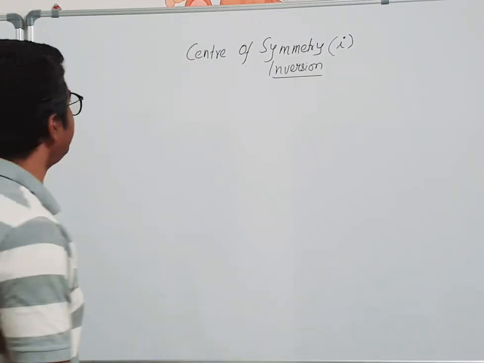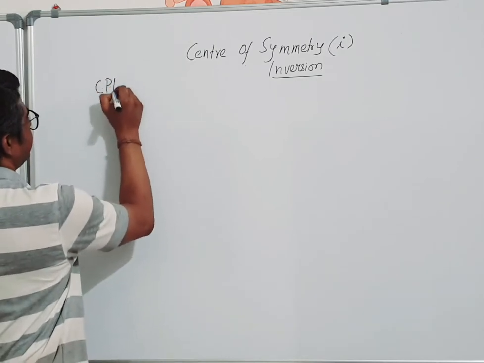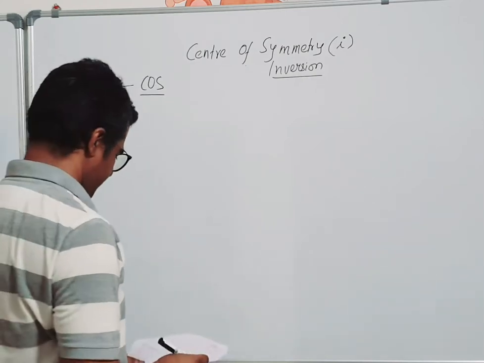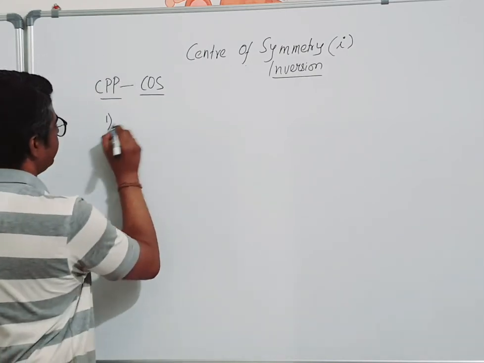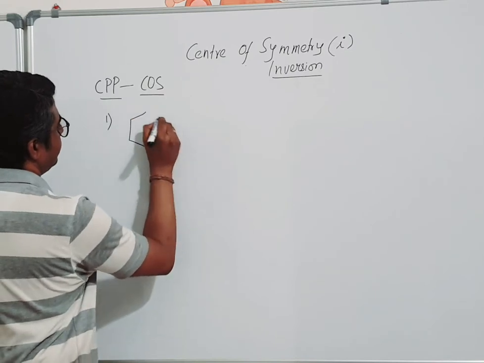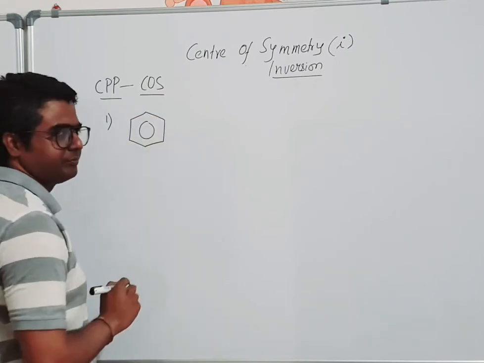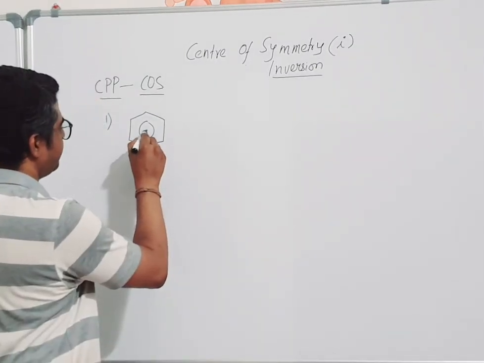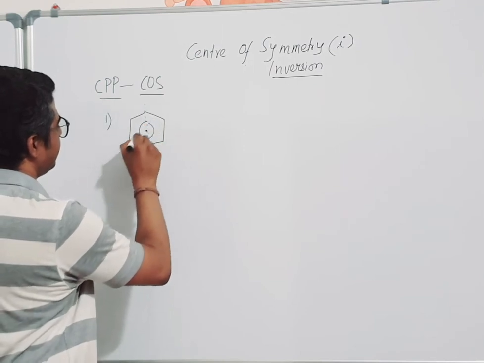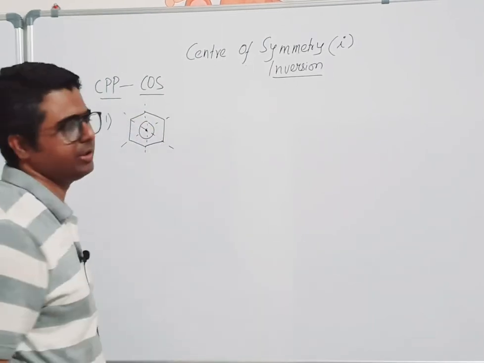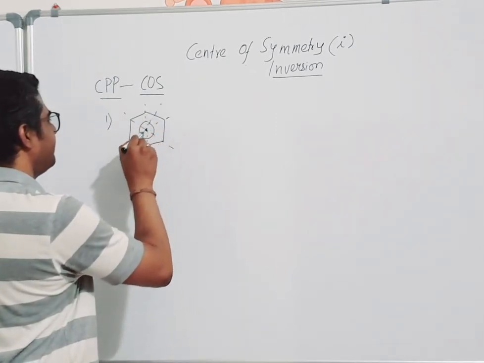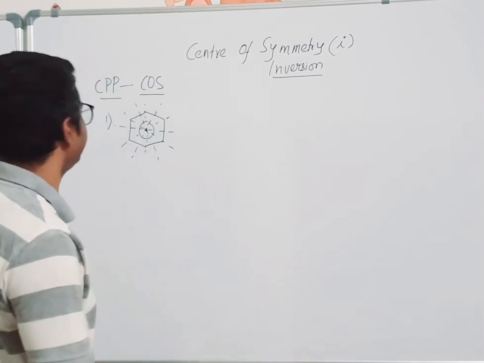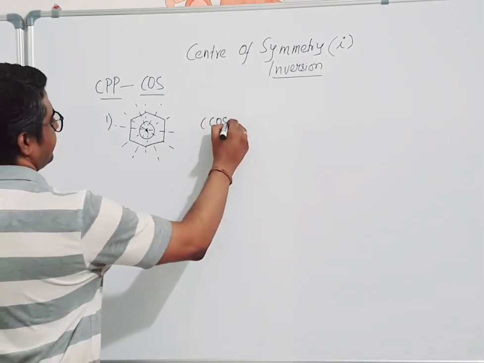Okay, now we'll be doing our CPP on center of symmetry. Okay, so number 1, benzene. Extremely symmetrical molecule. It has a center of symmetry. You know, all of us should know this. It's just a hexagon. So many lines can be passed like this. So it has a center of symmetry.